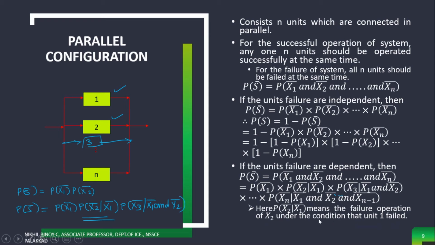Okay. So please note here P of x2 bar slash x1 bar means the failure of x2 under the condition that unit 1 is failed. Okay, so this one is parallel configuration. Any doubt?